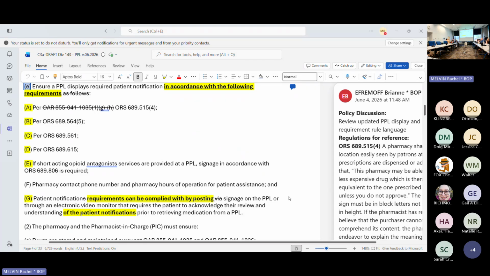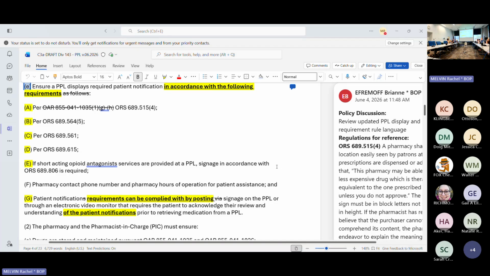Paren B, ORS 689-564 paren 5, this is the requirement to have signage for the right to free and competent oral interpretation and translation services. Paren C, per ORS 689-561, this is the availability of prescription readers and compatible labels. Paren D, per ORS 689-615, this is the requirement to display the certificate of licensure at the place of business. Paren E, this is the change of language here. We're proposing to be a little more clear, but I understand this might also need a little further clarification.